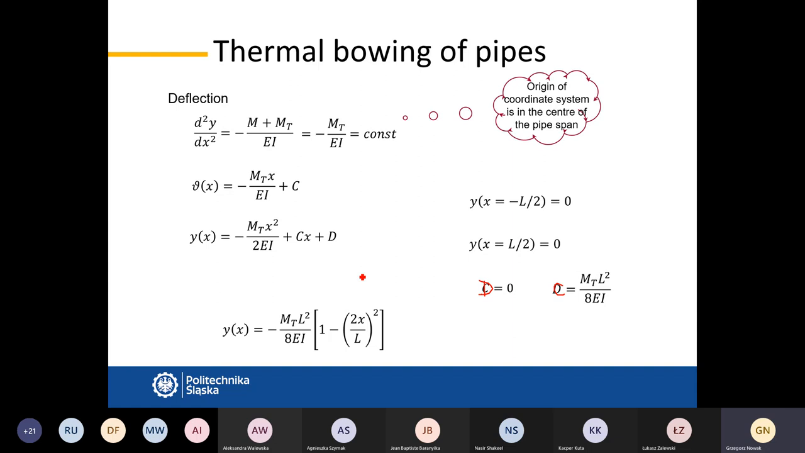So the bowing of the pipe will be governed by such a function, as you see here. The thermal moment generated by the temperature difference times the length squared over 8EI. And here we have 1 minus 2x over L, squared. So you see that it should be a piece of a parabola. So it would be a parabolic bowing of this pipe. So we can draw it. At the ends you have zero, and inside you will have a bow of this pipe.